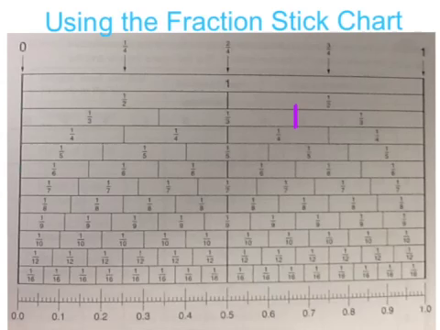Step 2 is to place one edge of a straight edge at 2/3, that is, along the right edge of the second 1/3 piece. The straight edge should be parallel to the sides of the fraction stick chart. Now we're going to look for other fraction sticks on the chart along the straight edge.